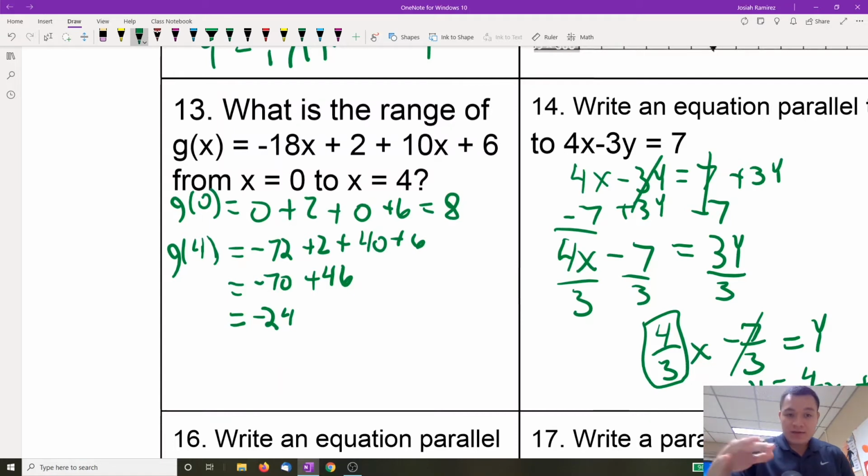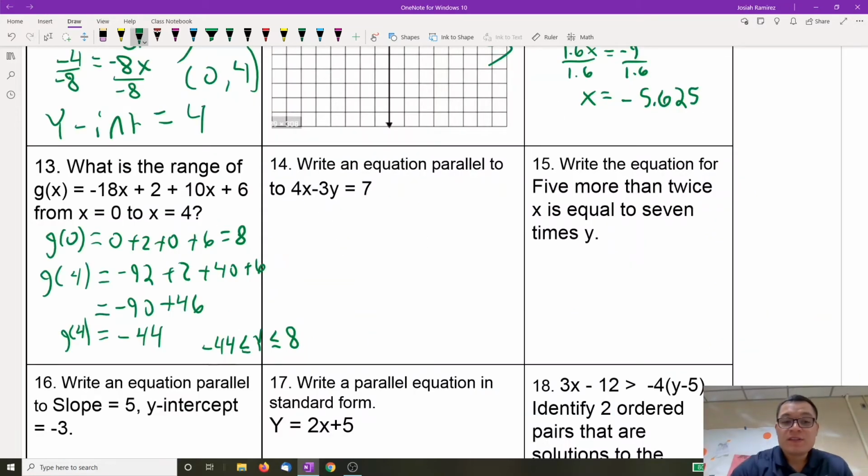All right, so we got that negative 24 right there. That means that out of those two possible x's, when you plug in 0, the y was 8, and when we plugged in 4, the y was negative 24. So negative 24 is the lowest y within that interval, and 8 was the highest y. So we have our y's, and they're going to be between, and they can be equal to, 8 is the maximum, and negative 24 is the minimum.